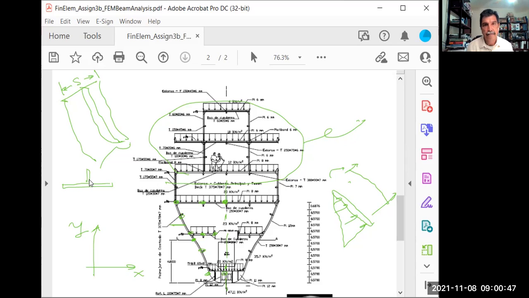Questions about this? So how many people per group is recommended? Three. That's a good question, three. So we're going to have 13 groups.